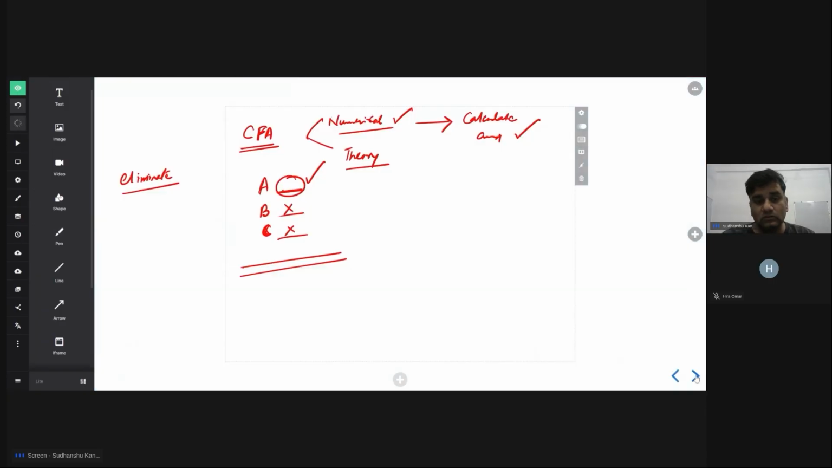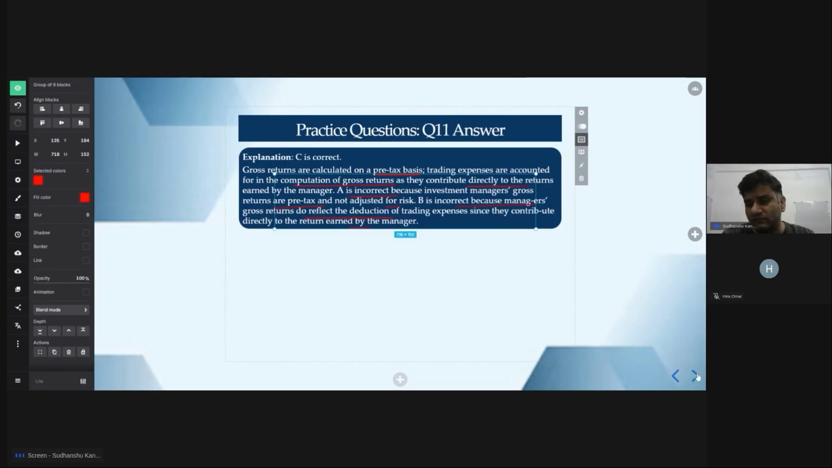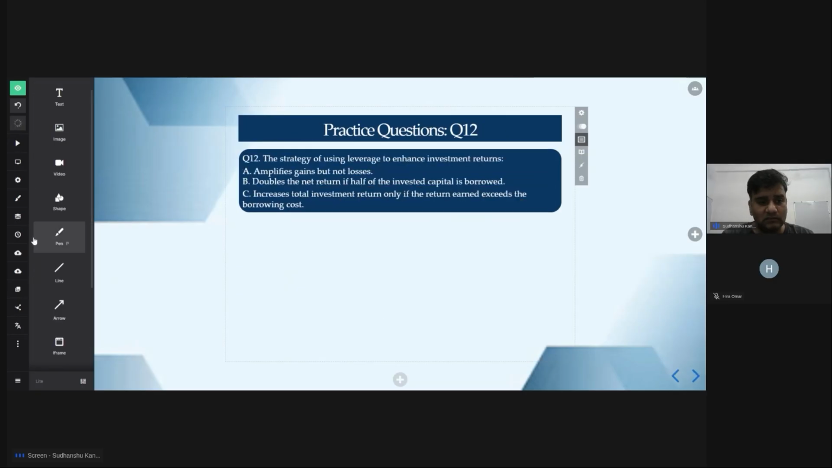Okay, so this is the answer you have, and this is the explanation which has been given. Gross returns are calculated on a pre-tax basis. Expenses are accounted for in the computation of net return, as they contribute directly. A is incorrect because gross returns are pre-tax, not adjusted. B is incorrect because managers do reflect the deduction, the same thing we discussed. Okay, moving on. I think we have one or two more questions, then we are finished with this chapter.